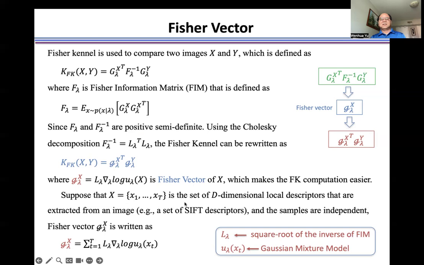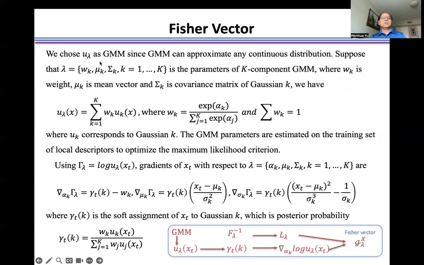Suppose that X is a set of d-dimensional local descriptors that are extracted from an image, and the samples are independent. The Fisher vector G_lambda^X is written as here. L_lambda is the square root of the inverse of the Fisher information matrix, and U_lambda is a Gaussian mixture model. We choose U_lambda as a Gaussian mixture model since a GMM can approximate any continuous distribution.